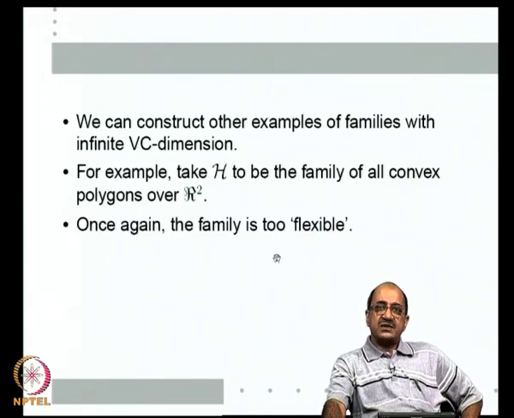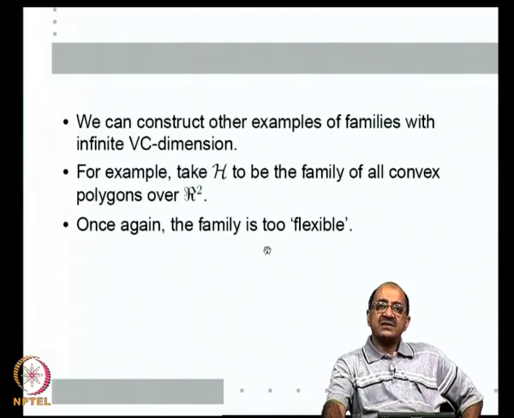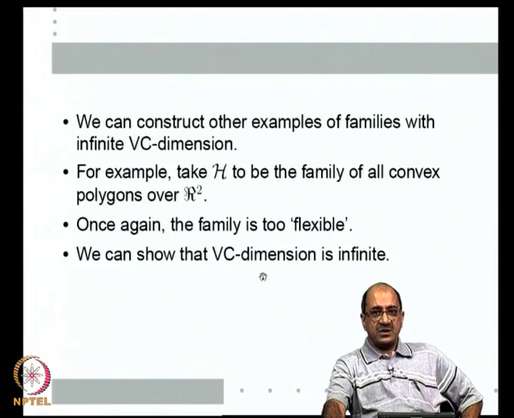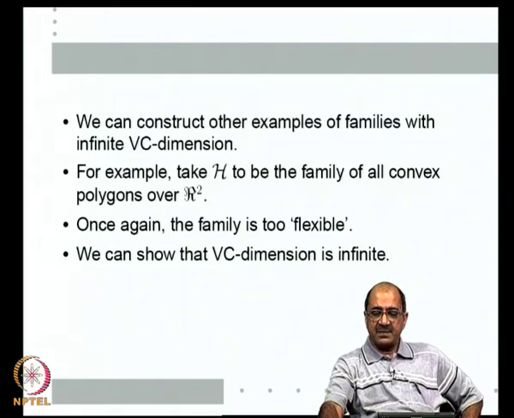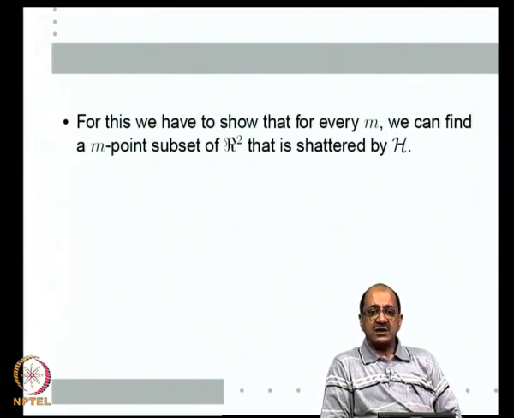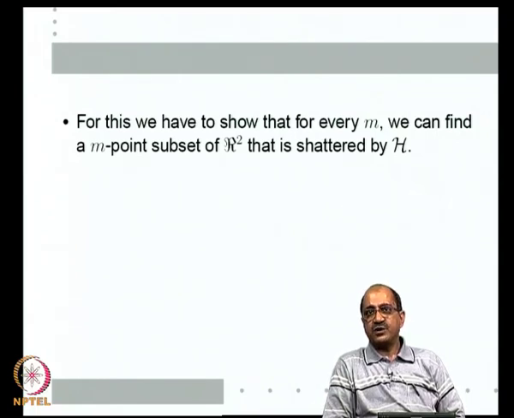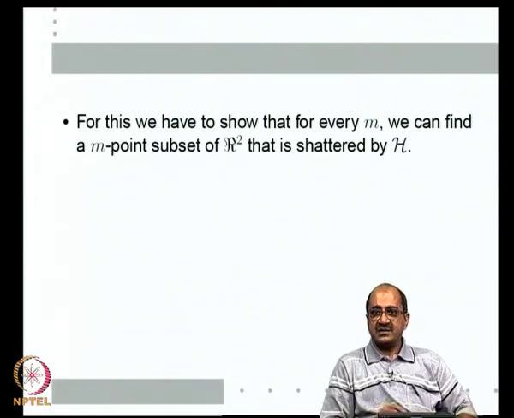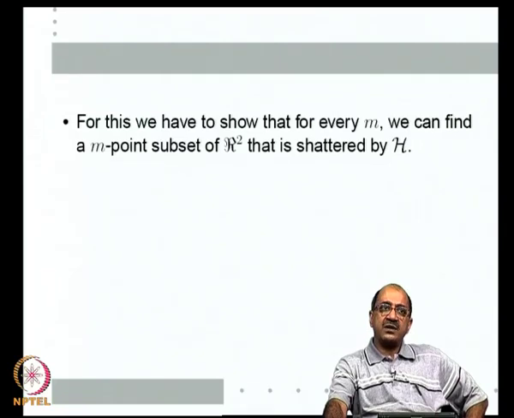Why? Because the family is too flexible, because I am allowing convex polygons of any number of sides. So, let us show this so that we understand where the infinite VC dimension comes from. What do we have to show that the VC dimension is infinite? We have to show that you give me any positive integer m, then I can find an m point subset in R2 that is shattered by H. Mind you, we do not have to show that every m point set is shattered. All I have to show is that for every m, there is at least one m point subset that is shattered. So, I have to exhibit one particular m point set for every m that is shattered. Here is how I can do it.